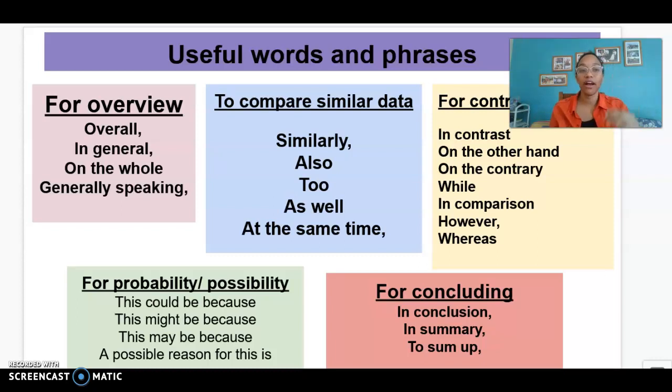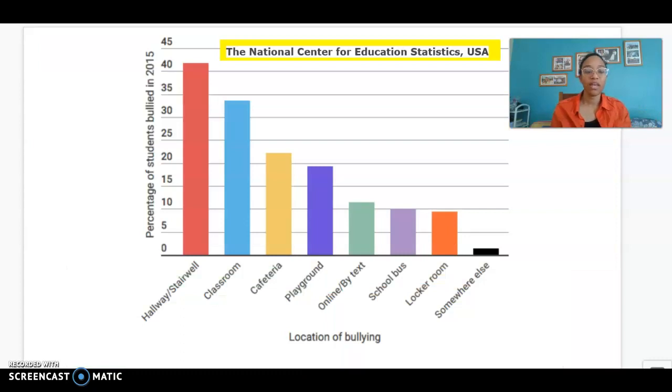Let's look at 3 graphs that are going to help us with our next assignment. This graph comes from the National Center for Education Statistics in the United States. It shows the location of bullying versus the percentage of students bullied in 2015. So up the left corner, our quantitative measure is the percent of students who are bullied. And the location of bullying is on the bottom.